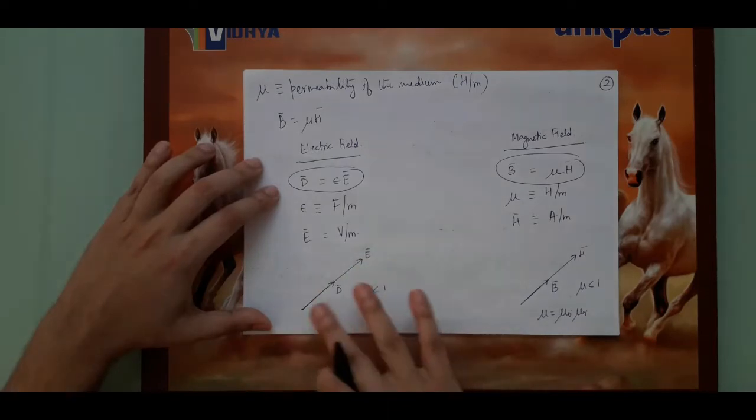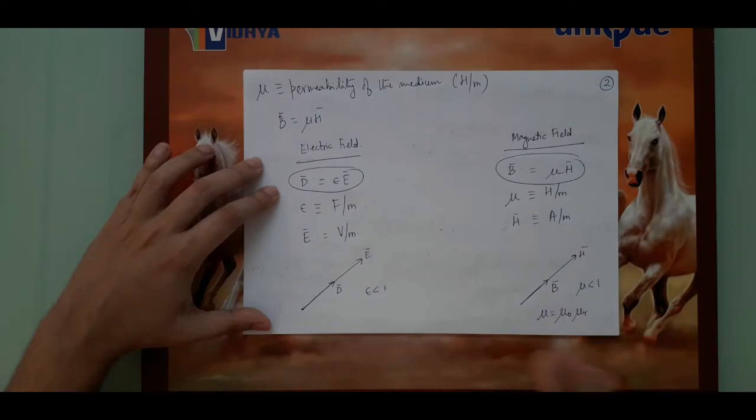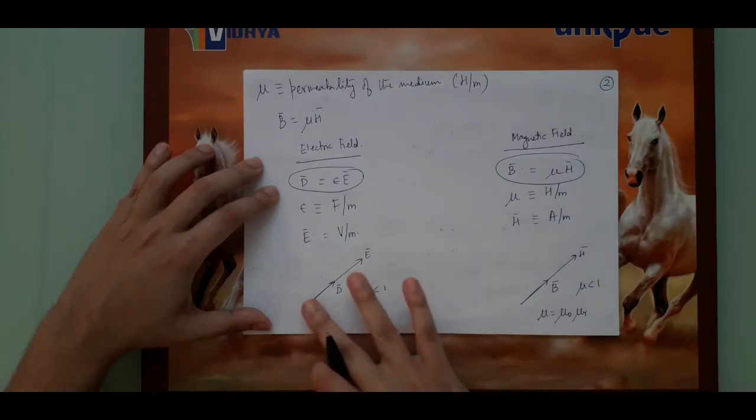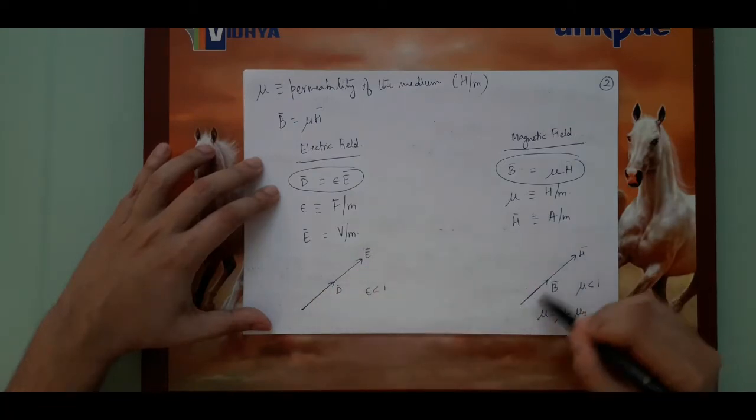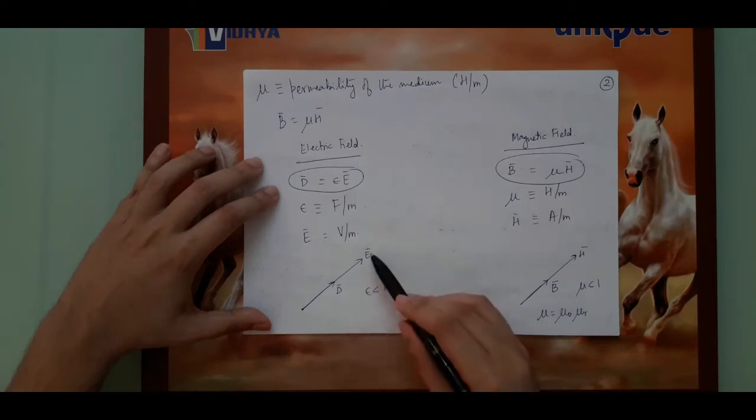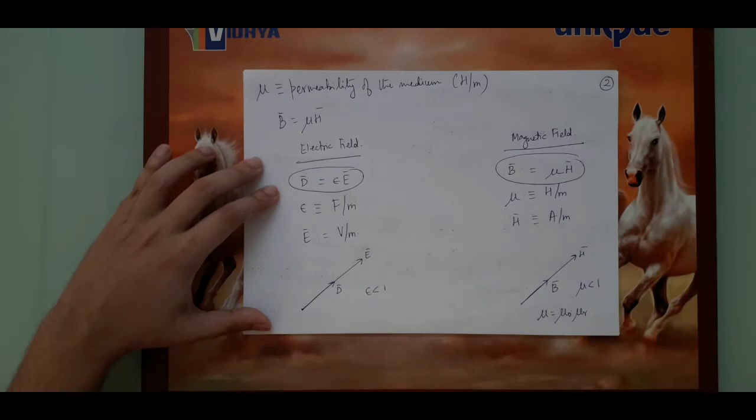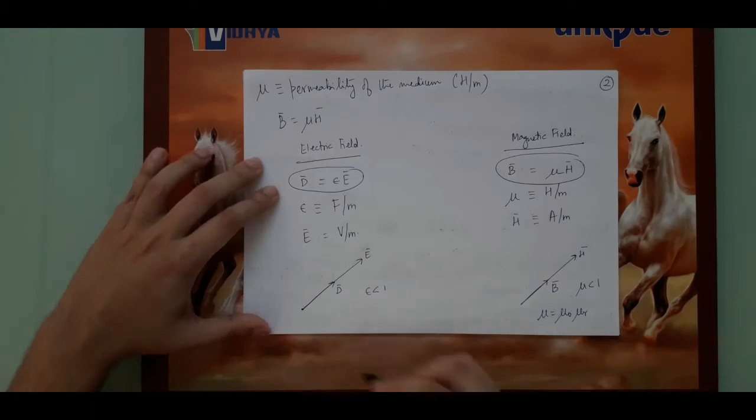So it seems that in general, when epsilon and mu are real quantities, whatever be the value, you will see that the direction of D and E in case of electric field and the direction of B and H in the case of magnetic field are the same. So what's the big deal? The big deal is that the medium where epsilon and mu are real is called an isotropic medium.